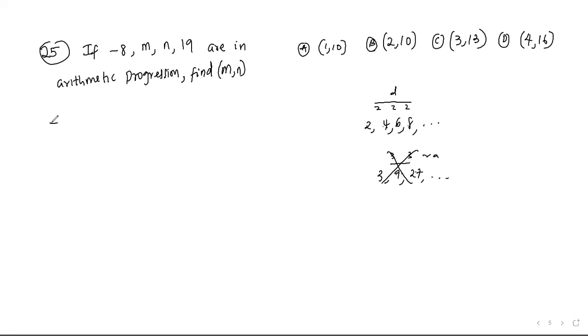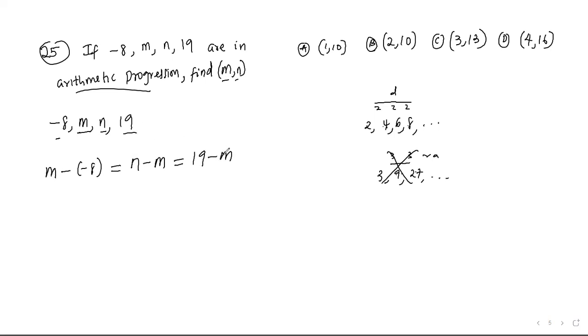So what it means is that if I have minus 8, m, n, 19, I want to find the values of m and n. I'm going to solve it right now. This is an arithmetic progression, so it means they have a common difference. It means that m minus 8 should equal n minus m, and it should also equal 19 minus n. So let me explain again.